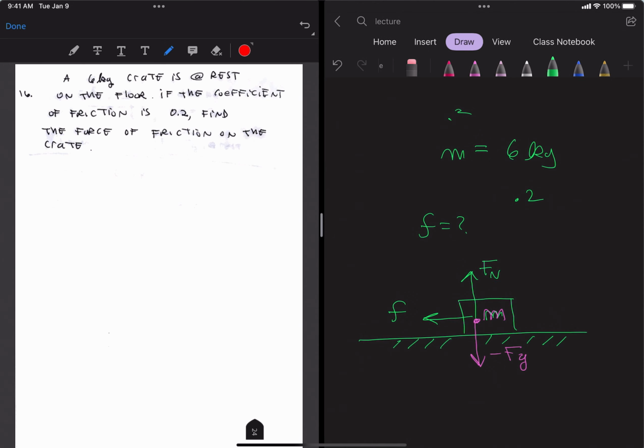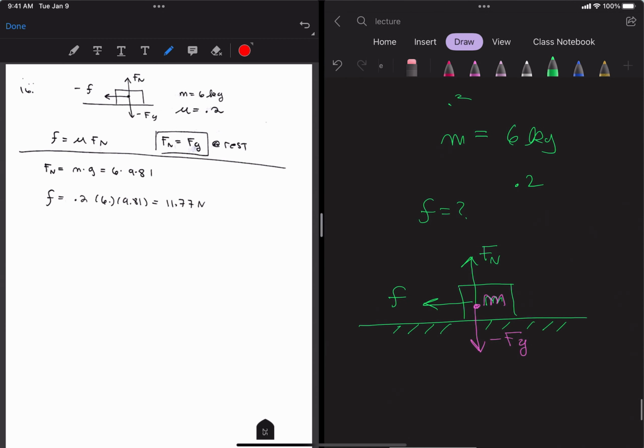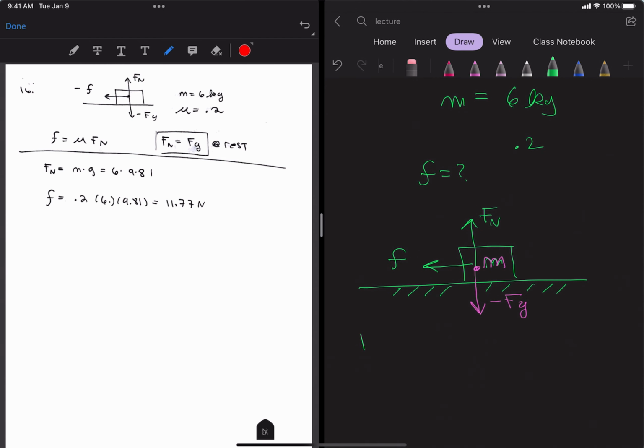Okay, so now we have enough to solve the word problem. So first, easiest thing is to get the weight first, because we have the mass. Yes, you can get the weight. The weight is going to be mass times g, so 6 times 9.81.